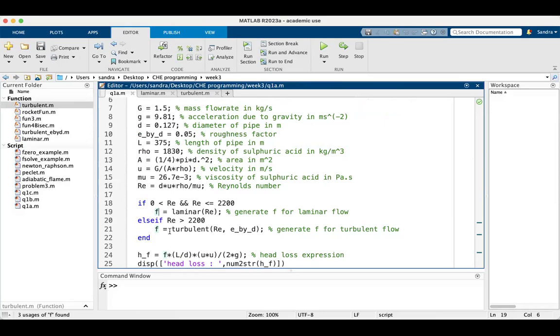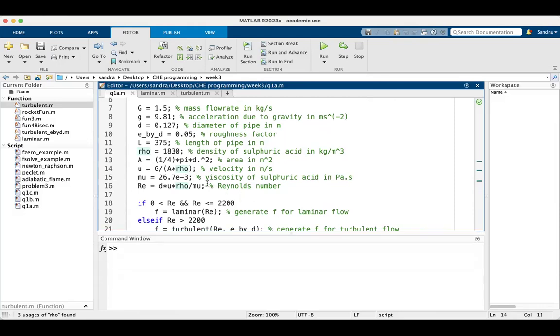The head loss expression we already know. Head loss is f multiplied by L by D, times U squared, divided by 2g. L is already given to you, 375. D is also given to you, the diameter, 0.127. U we calculated from the flow rate. And now finally you'll have the head loss. Let me first see what the Reynolds number is. I'll just print this Reynolds number also so that we have an idea which region it falls in.